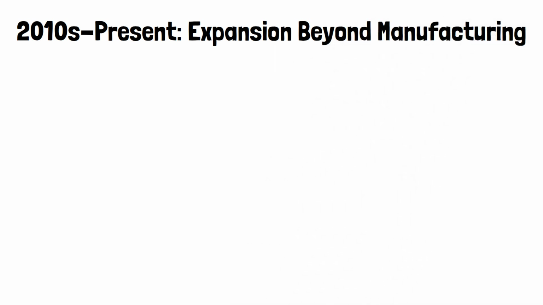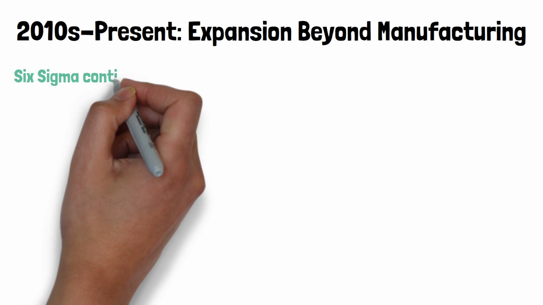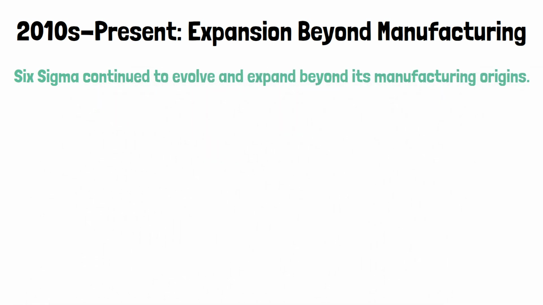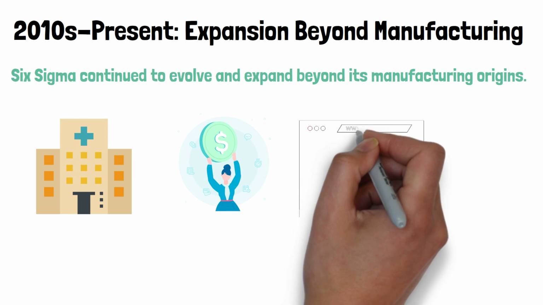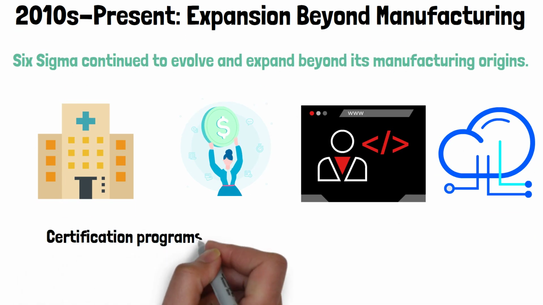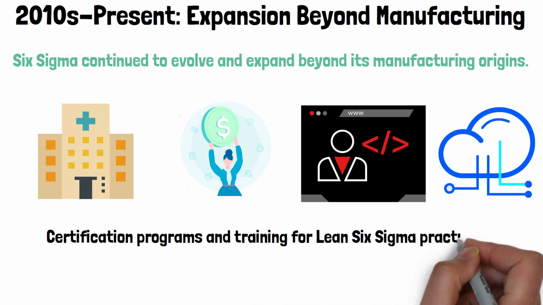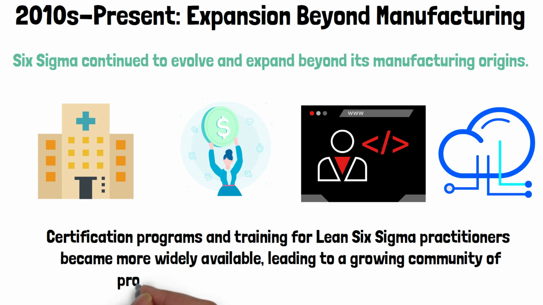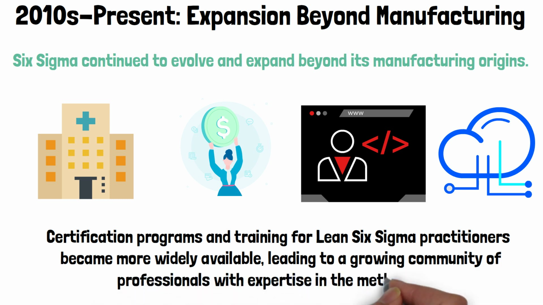2010s to present, expansion beyond manufacturing. In the 2010s and beyond, Six Sigma continued to evolve and expand beyond its manufacturing origins. It found applications in various industries, including healthcare, finance, IT, and services. Certification programs and training for Lean Six Sigma practitioners became more widely available, leading to a growing community of professionals with expertise in the methodology.